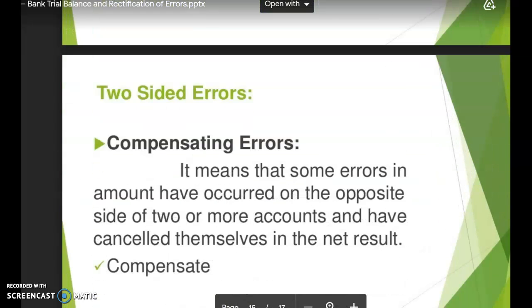Then the compensating errors. It means that some error in amount has occurred on the opposite side of two or more accounts and they have cancelled themselves in the net result. Meaning, two errors occur in such a way that both nullify the effect of each other. So they are called compensating errors.